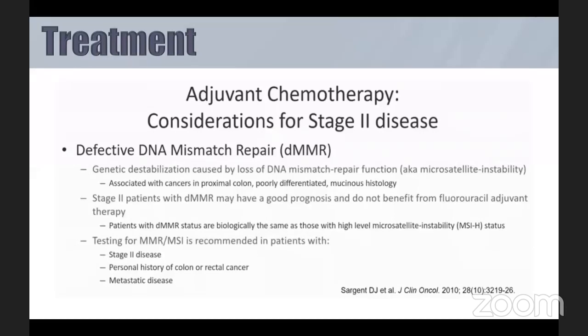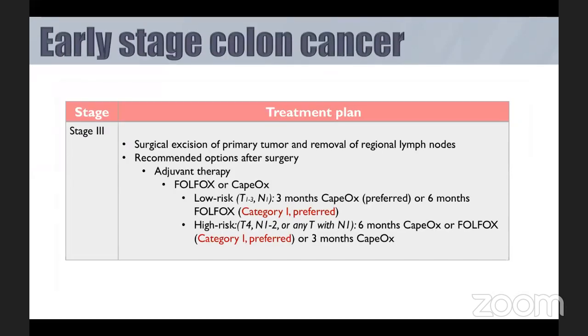If you give them chemotherapy, there is no benefit, and you may only give them side effects. So when we check for DNA mismatch repair in stage 2 and find it, we don't give any treatment; we tell them to go for observation. You might also check MMR and MSI in other patients, especially with a personal history of colon cancer and in the metastatic setting, and we're going to talk about that in the metastatic section.